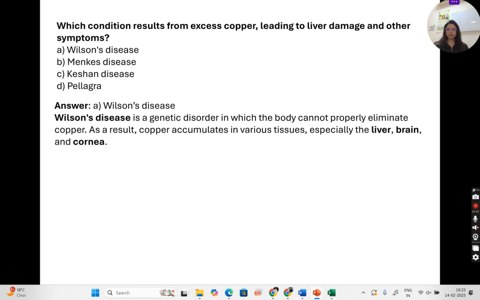Okay, the answer is A, Wilson disease. Wilson disease is a genetic disorder in which the body cannot properly eliminate extra copper, and as a result it accumulates in various tissues, especially the liver, brain and cornea, which can cause liver damage. This is a very famous disease. This question can come several times, like what could be the disease from excess of copper.